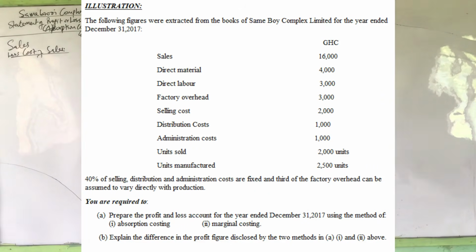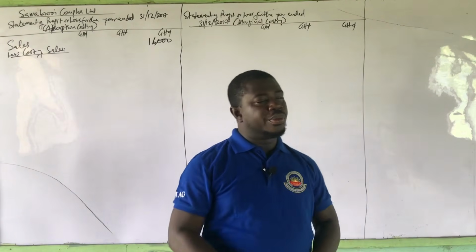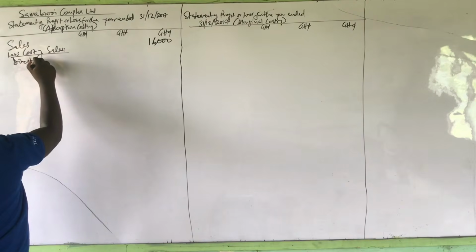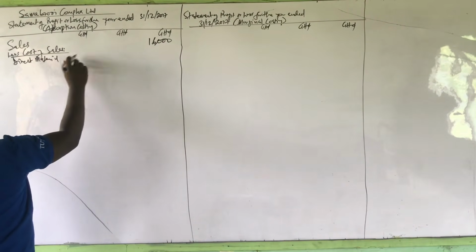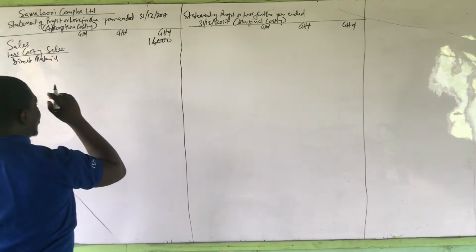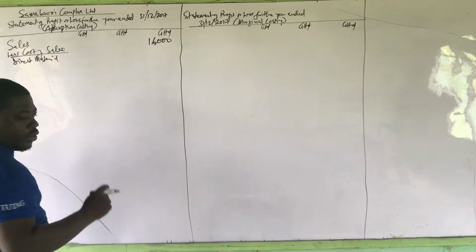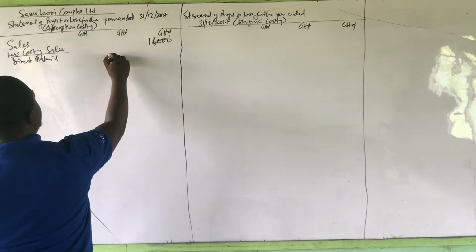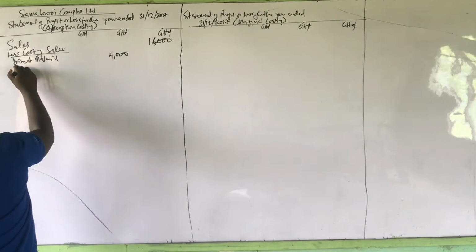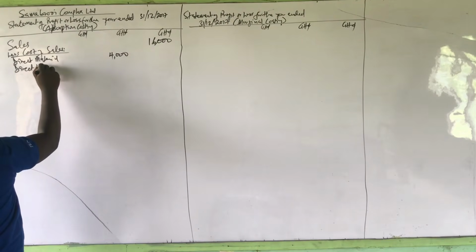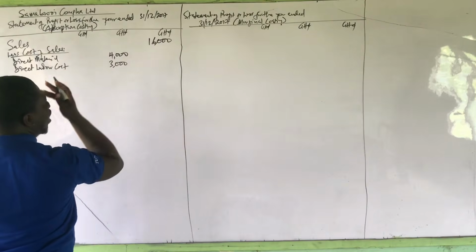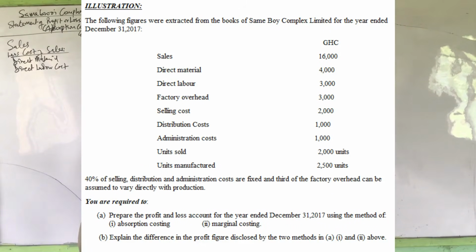There was no opening stock in this question, and so we begin straight away with your production cost calculation, which is direct material. So there was direct material, and because there is no opening stock, I can calculate them straight on the second currency sign. The value for direct material cost is 4,000 Ghana cedis. And then there was direct labor cost. Direct labor cost was 3,000 Ghana cedis, according to the question, if you can verify.